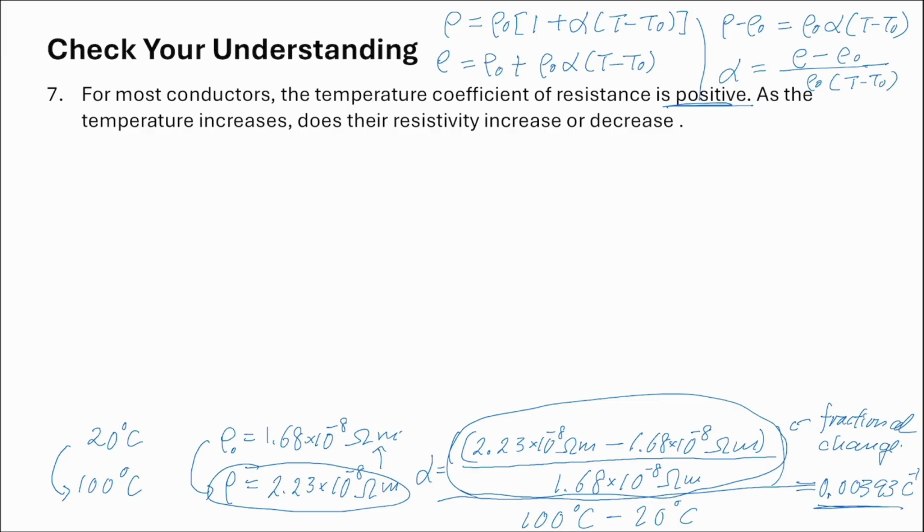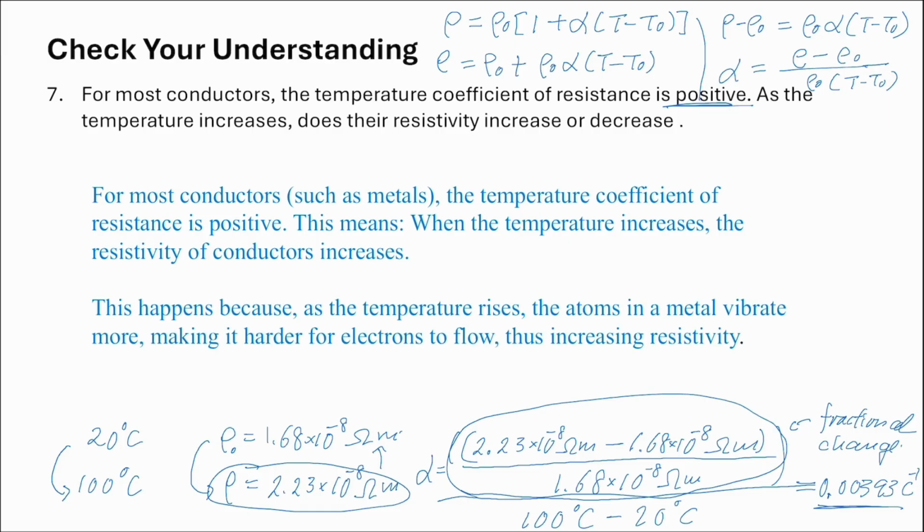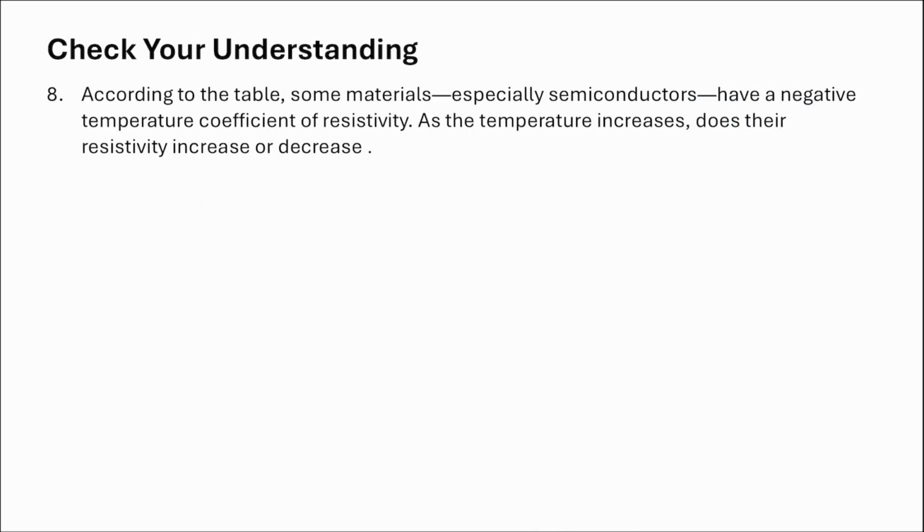So let's see how you should answer it. For most conductors, such as metals, the temperature coefficient of resistance is positive. This means when temperature increases, the resistivity of the conductor increases. This happens because as temperature rises, the atoms in a metal vibrate more, making it harder for electrons to flow, thus increasing resistivity. There are some materials, especially semiconductors, where the temperature coefficient of resistivity is negative.